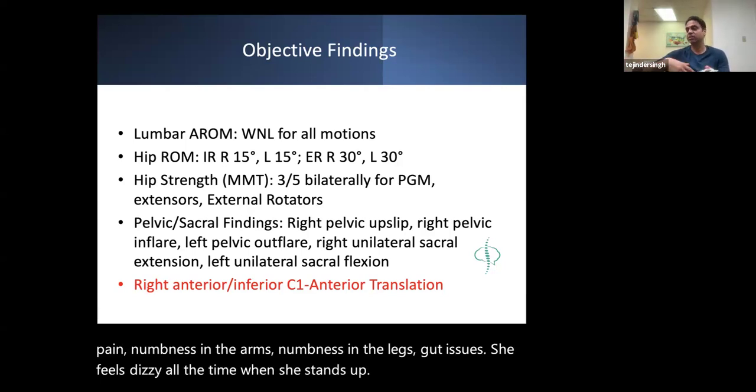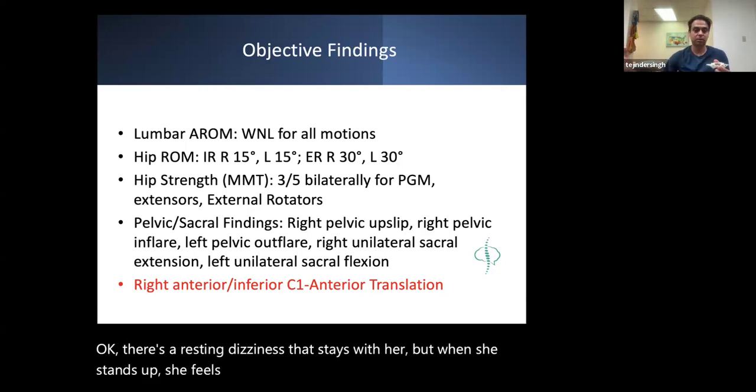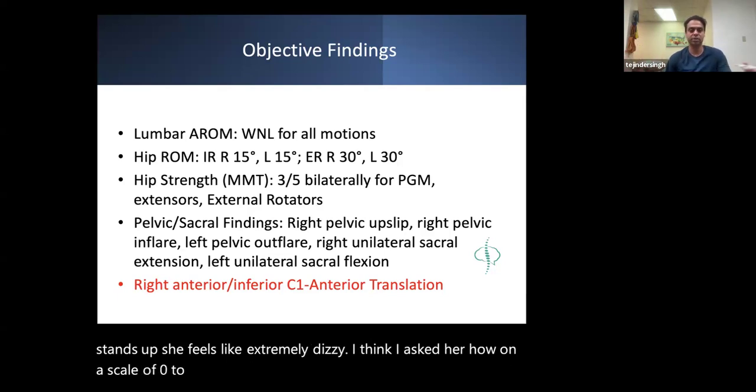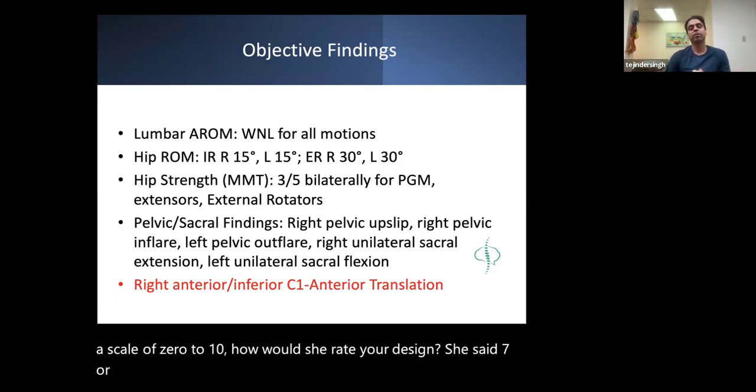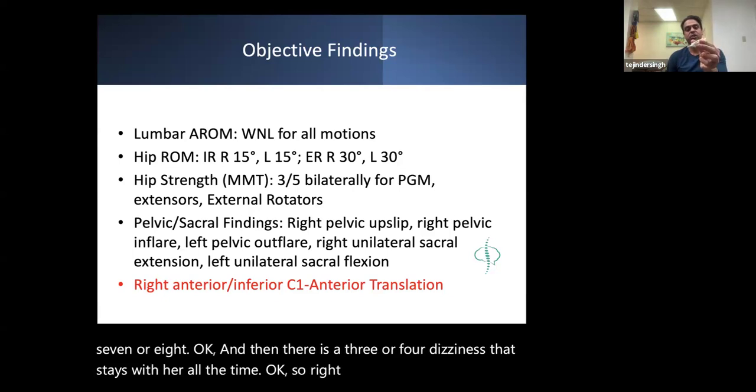There's a resting dizziness that stays with her, but when she stands up, she feels extremely dizzy. I think I asked her, on a scale of 0 to 10, how would she rate her dizziness? She said 7 or 8. Okay. And then there is a 3 or 4 dizziness that stays with her all the time. Okay. So right anterior, inferior, this was the presentation.